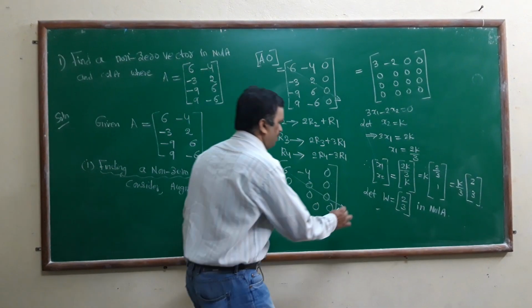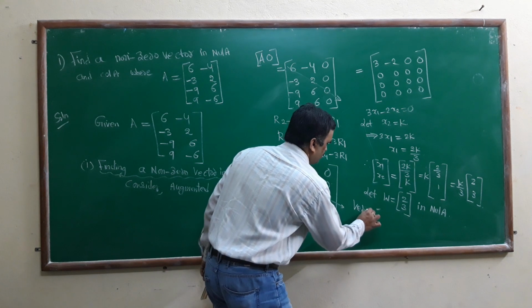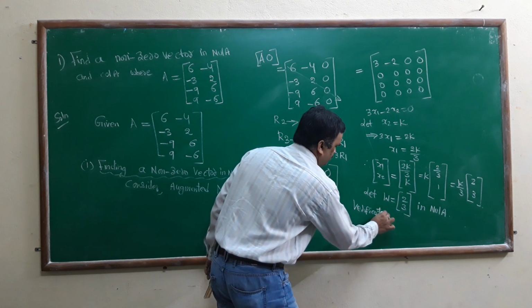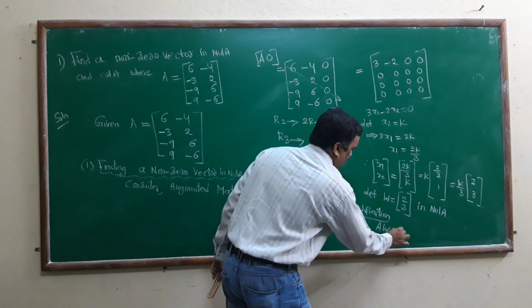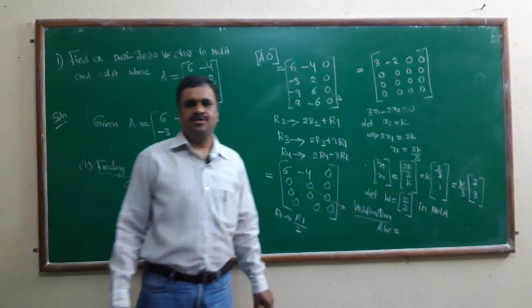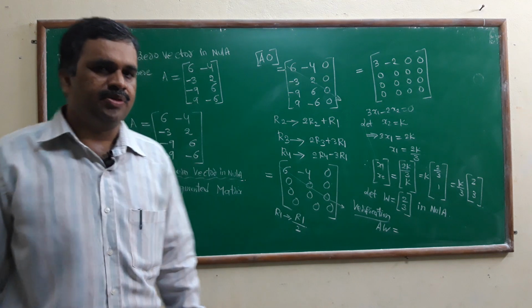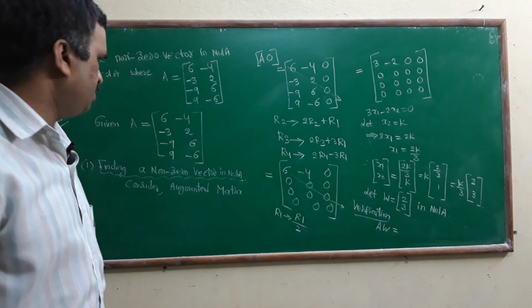Now I will verify it. Verification: I have to consider AW. I have to get the zero vector, so that I can say W is a non-zero vector in Nul A.